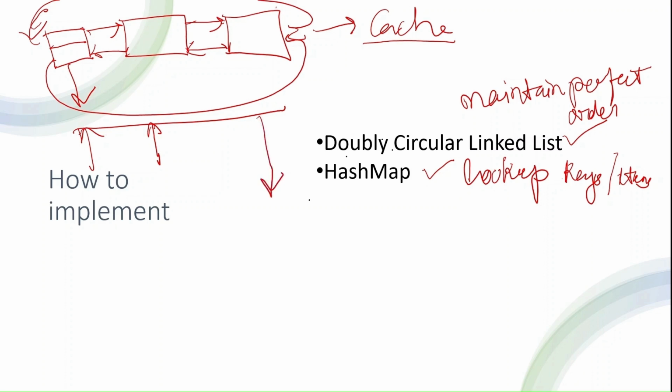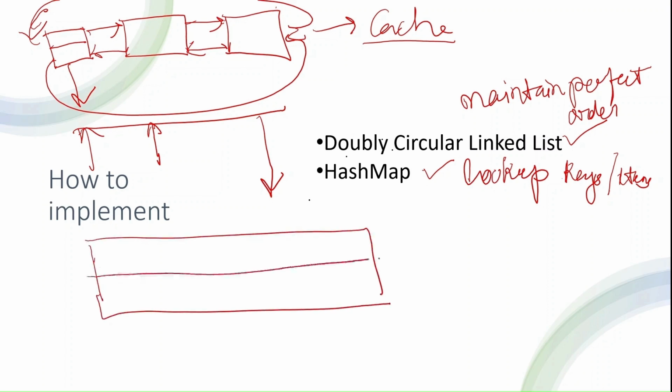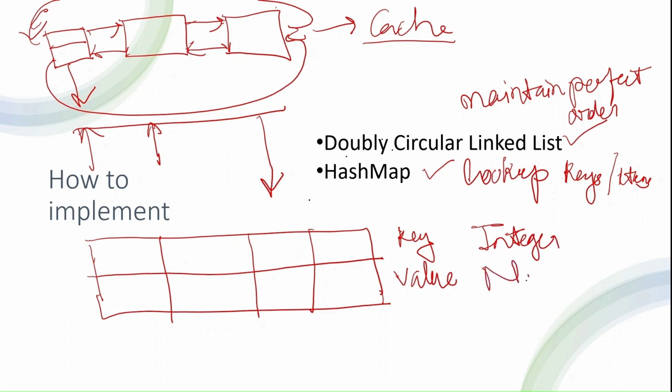And we have a HashMap. Why do we have a HashMap? In the example I told you about it as a set, but look at it here. The HashMap will have a key and value pair. Key will be an integer. The value will be a node. Which node? The node of the linked list. Let's say 3 address, 2 address.